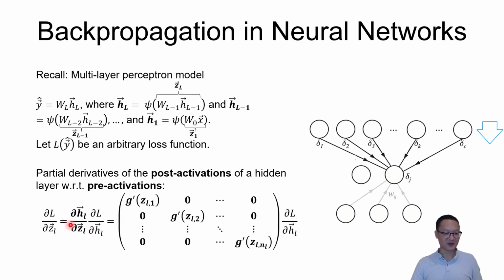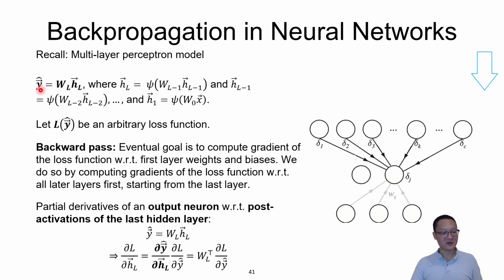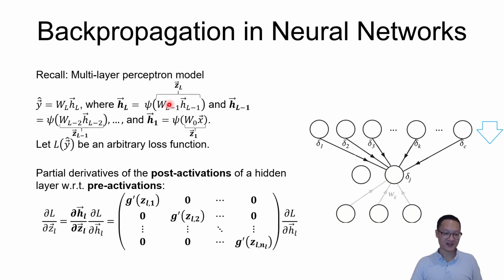For the next step, we wanted to go a bit deeper. So that was partial L, partial HL only here. We want to go partial L, partial ZL, for example, and ZL is defined to be the inside of the psi function. So to do that, we can apply the chain rule. And in fact, here, we don't even need to look at the last layer. We can just look at any arbitrary layer, little l.